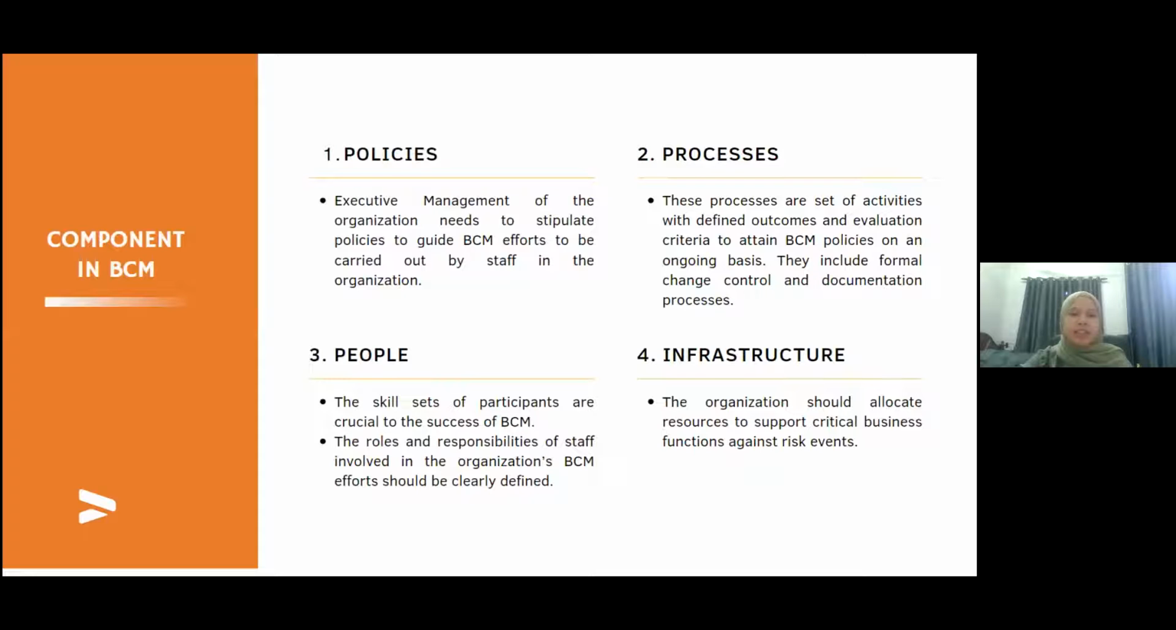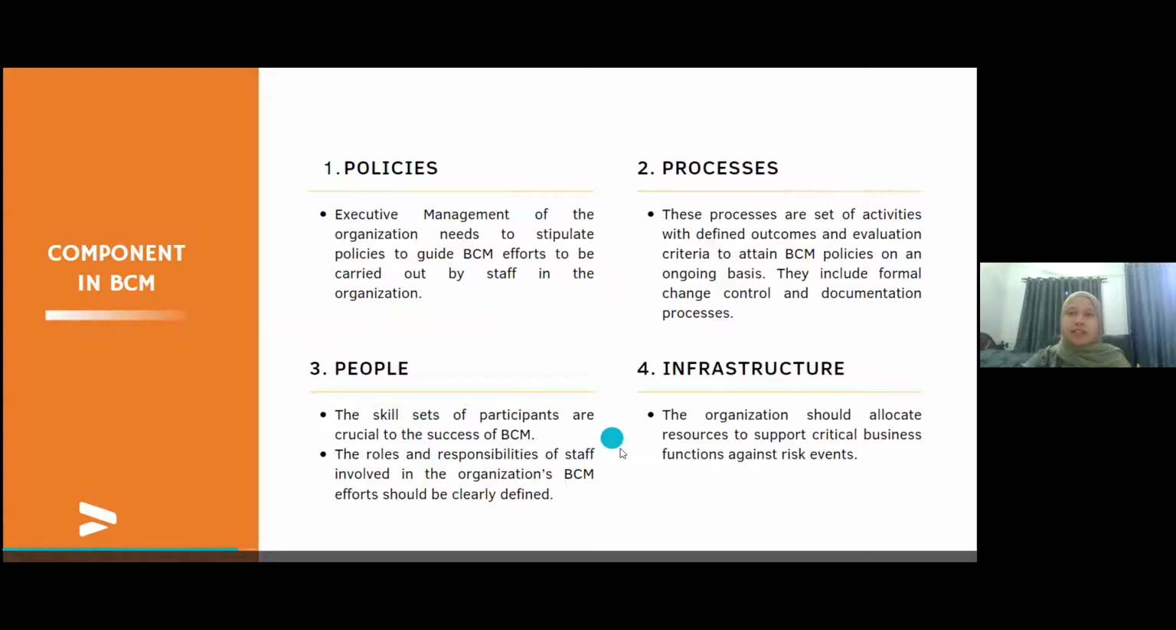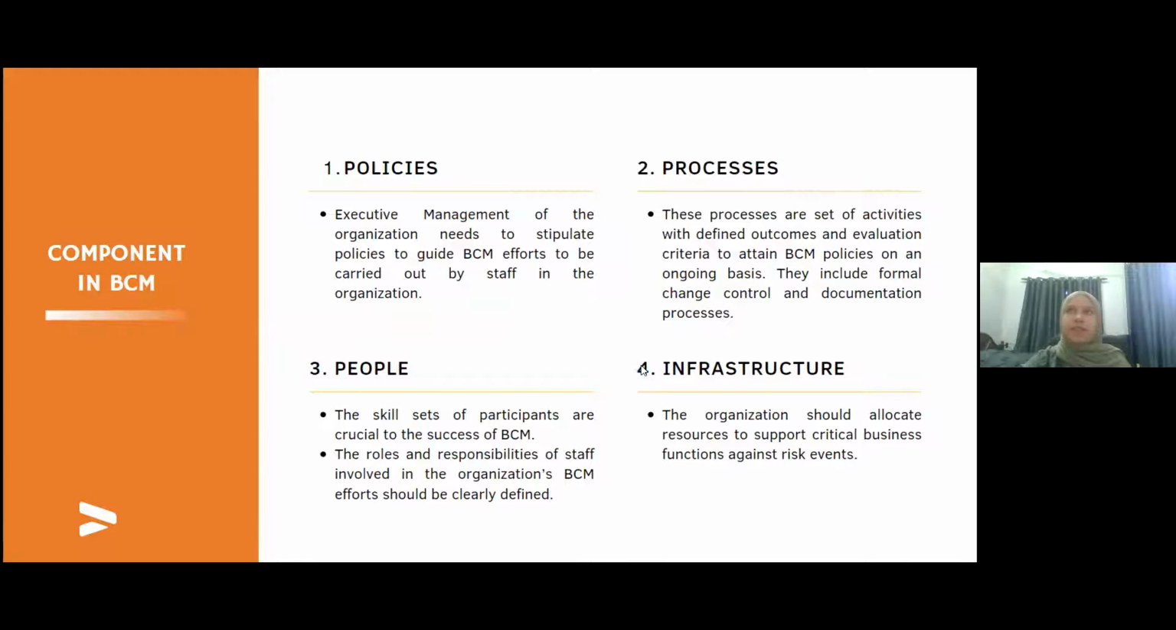The second one is the process. Okay, this process is a set of activities which defines outcome and evaluation criteria to attain BCM policies on an ongoing basis. They include formal change control and documentation process. For example, the process or steps in handling a fire incident at the warehouse must be documented so that it can be included as a standard of procedure in handling that incident.